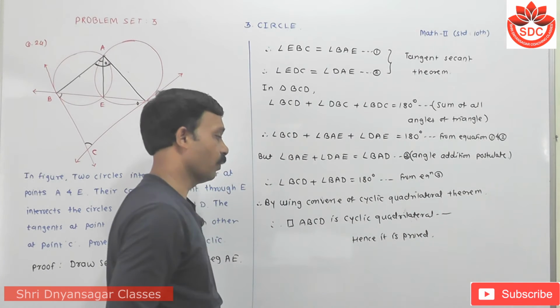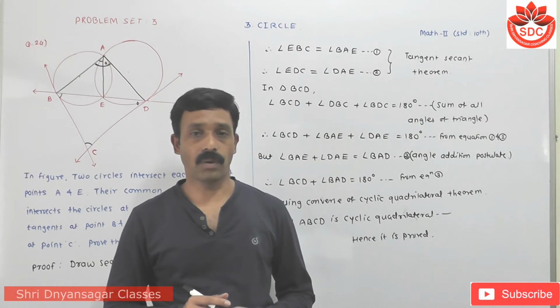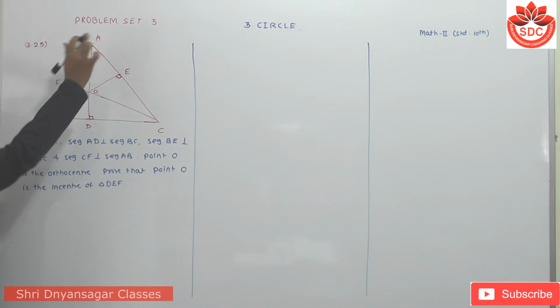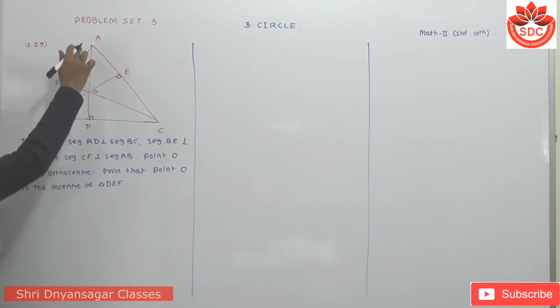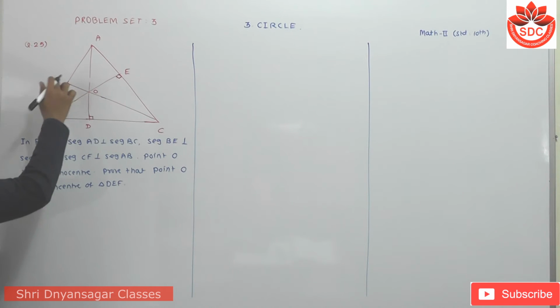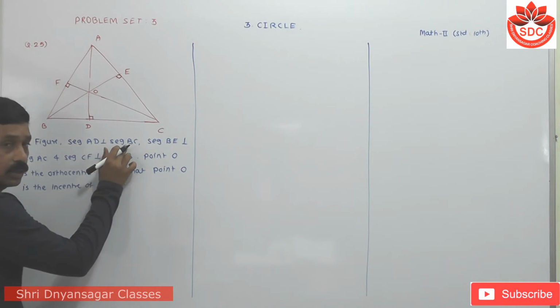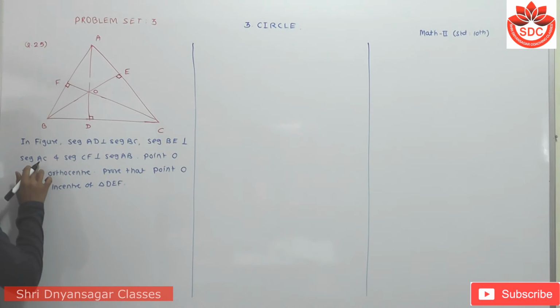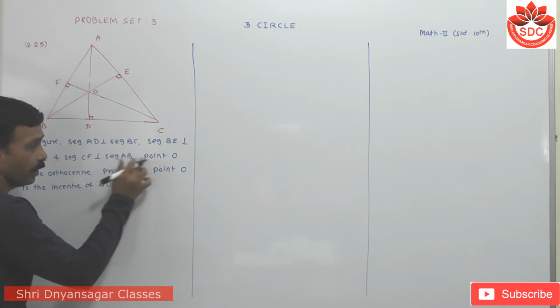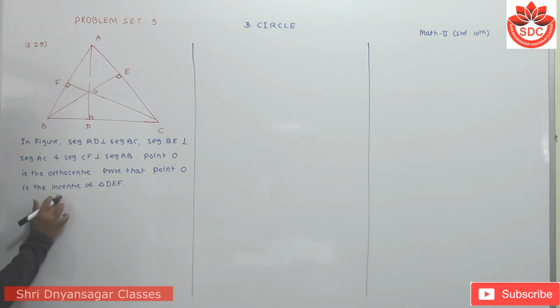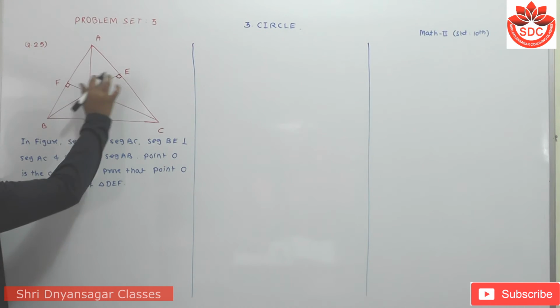Can you understand this? Okay, we take the last example of this problem set. Okay, students, we take the last question of this problem set 3rd. In this triangle ABC, segment AD, segment BE and segment CF are the altitudes. For this, the given is that in this figure, segment AD is perpendicular to BC, segment BE is perpendicular to AC, segment CF is perpendicular to AB, and point O is the orthocenter. Up to this you have to write the given. Then to prove is that point O is the incenter of triangle DEF.